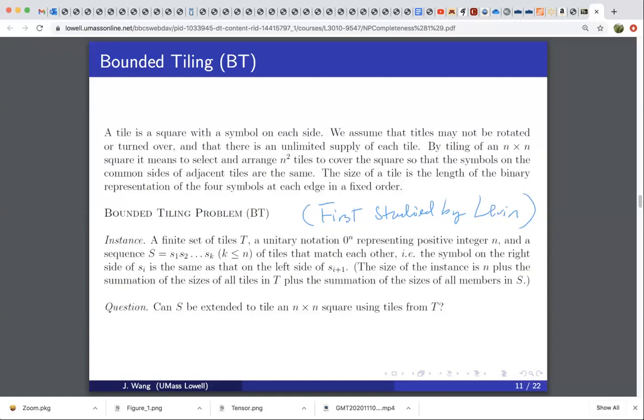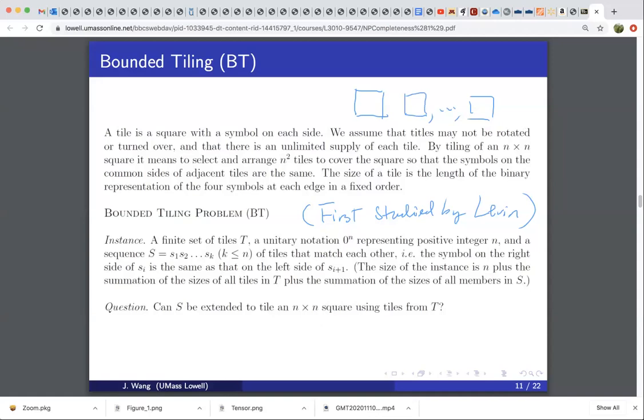Okay, so we know a tile is a square. We just consider a square tile, and each edge of this tile has a label. So we think of that as a color, or some kind of symbol. It just has a label. And then you have a bunch of tiles, each with different edge labels, okay?